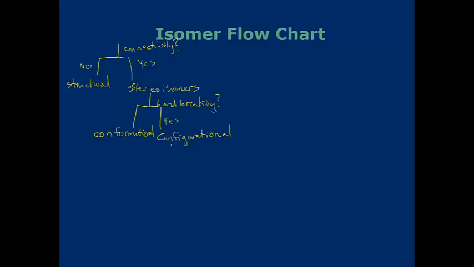Alright, let's go into configurational now, because this flowchart continues on. Are they non-superimposable mirror images? I'll just write mirror image for now. Are the mirror images non-superimposable? If yes, we're talking about enantiomers. If not, we're talking about diastereomers.